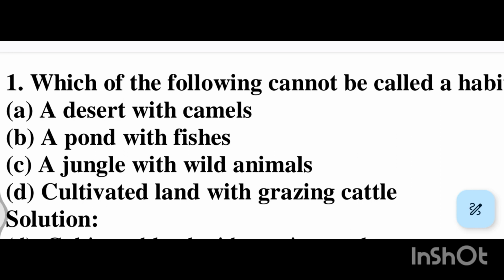First question we have, which of the following cannot be called a habitat? Option A, a desert with camels. Option B, a pond with fishes. Option C, a jungle with wild animals. Option D, cultivated land with grazing cattle.